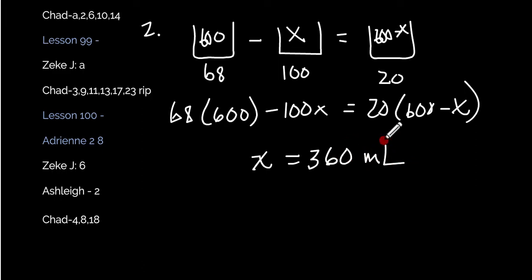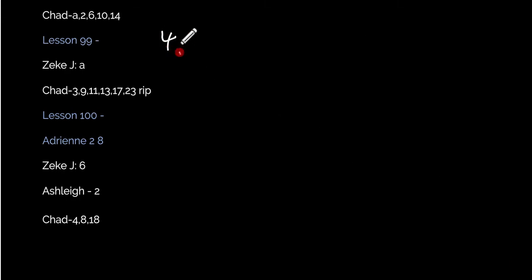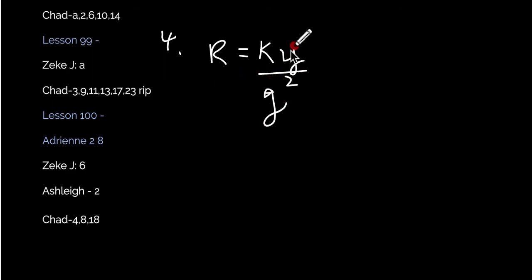All right, number 4, I will set this one up, and then I'm going to walk away from it. Number 4 is reds vary directly, so it's a variation problem, as yellows, and inversely as the greens squared. So you're just going to plug the reds, the yellows, and the greens in, get the K, put the K back in, the new yellow, the new green, and get the red. All right, number 6 is a new problem, so I will do that one.